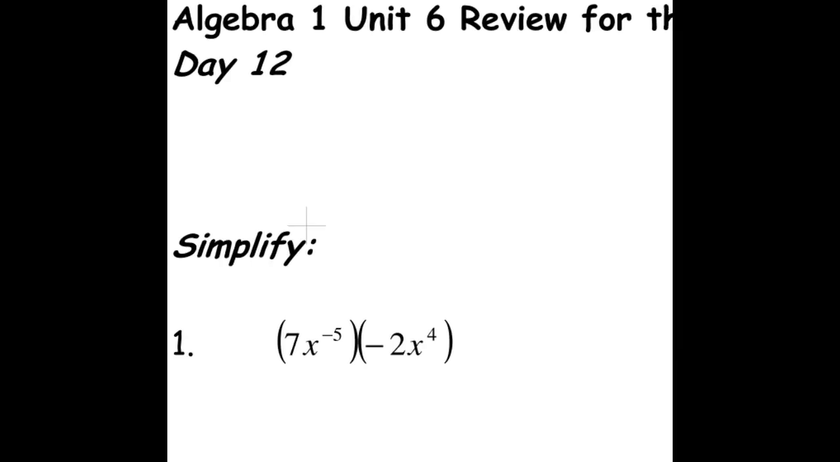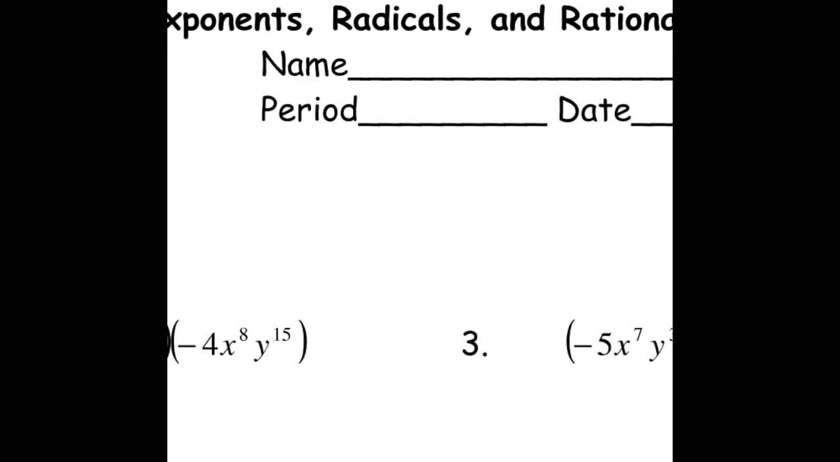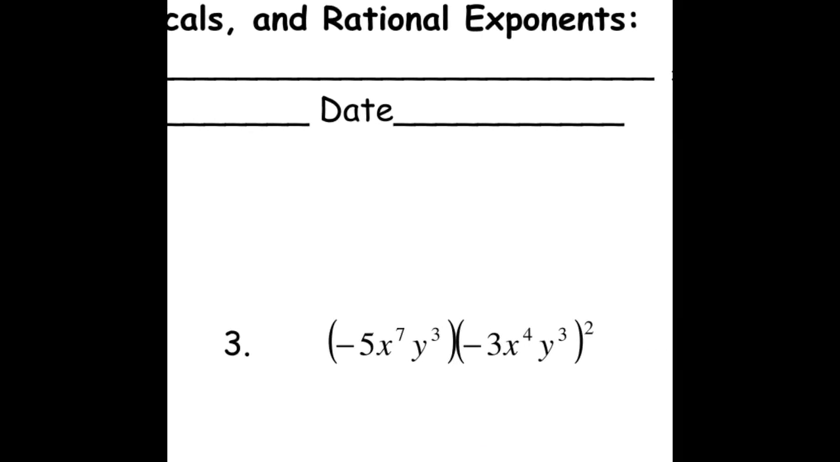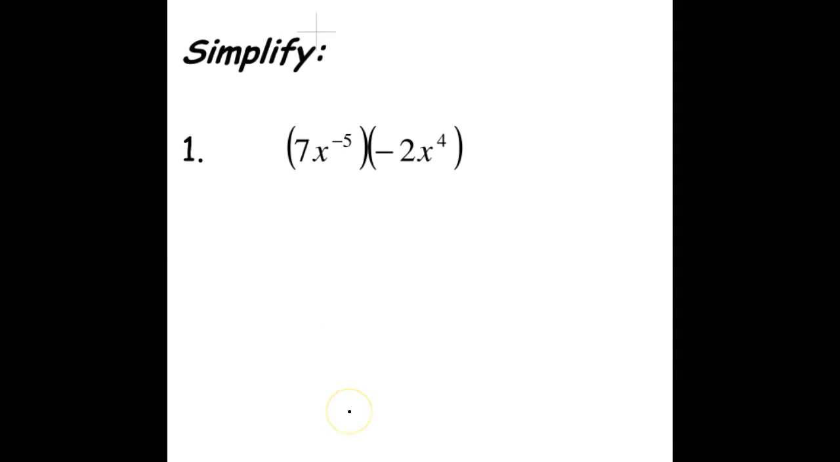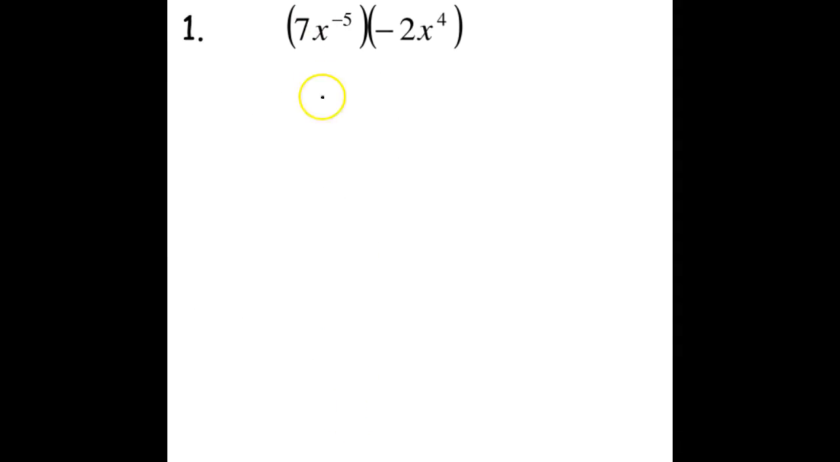Hello, this is the review for the test on exponents, radicals, and rational or fractional exponents. So let's get started. Okay, so remember to always do the same steps we've always had for regular coefficient numbers. There's a lot of rules with exponents, but they do not apply to coefficients. So a 7 times -2 is still -14, right?